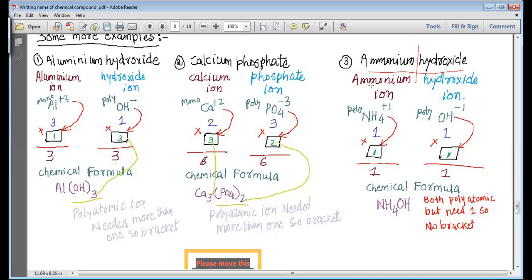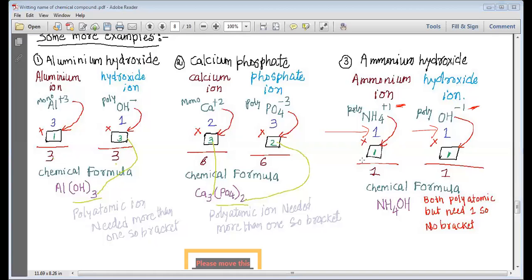Ammonium hydroxide has got ammonium ion and hydroxide ion. When you have an ammonium ion, it is NH4 plus 1. When you have a hydroxide ion, it is OH minus 1. So my dear students, when you have ammonium ion NH4 plus 1, the charge is 1. When you have hydroxide ion OH minus 1, then the charge is minus 1. So the charge is actually 1 and 1 in both the cases. Now we know that the LCM of 1 and 1 is 1.